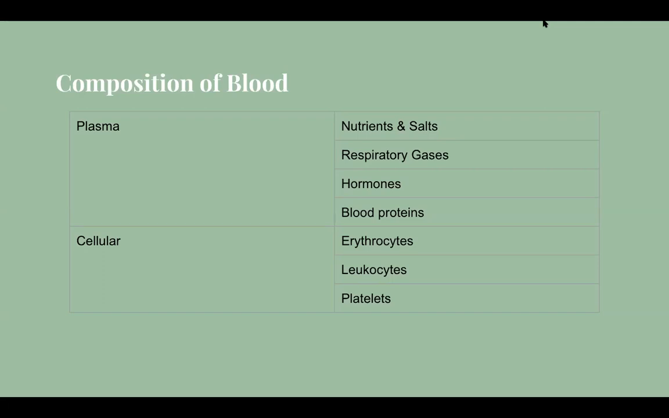cellular components. Within plasma, there are different types of nutrients and salts, gases, so oxygen, CO2, other gases, hormones, and blood proteins. The cellular components are different types of cells. Erythrocytes are red blood cells. You have leukocytes and then also platelets.